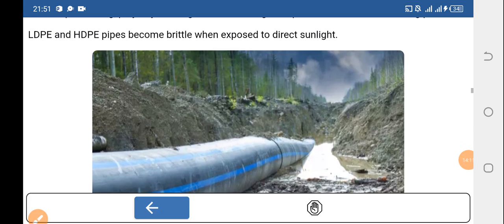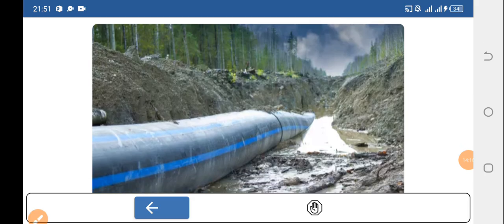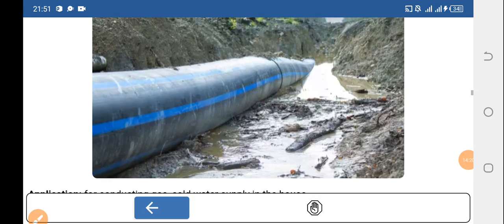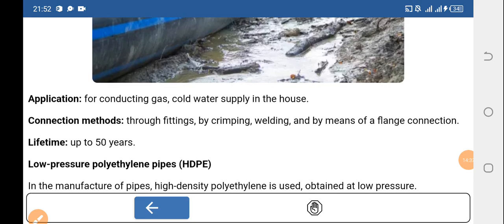As you can see, these pipes need to be buried or covered underground so that they may last longer. So we'll talk about the application. For conducting gas, and cold water supply in the household, meaning from the source to the premises or to the consumer, these pipes are good.